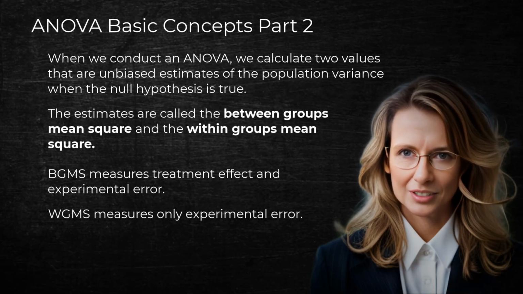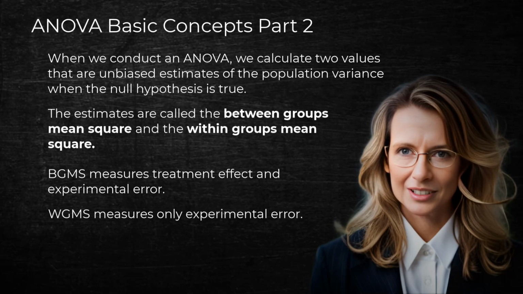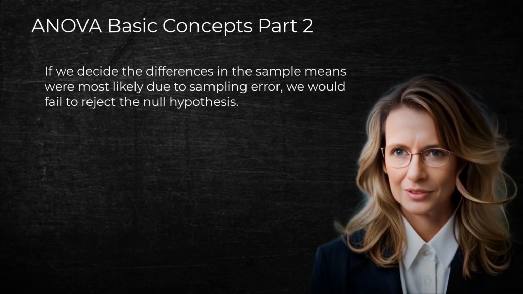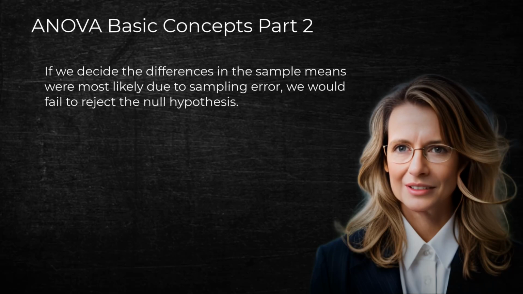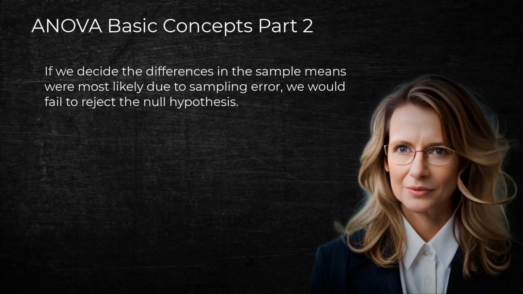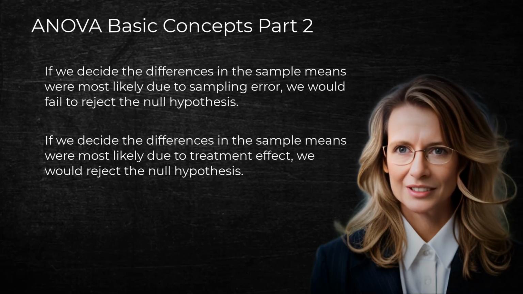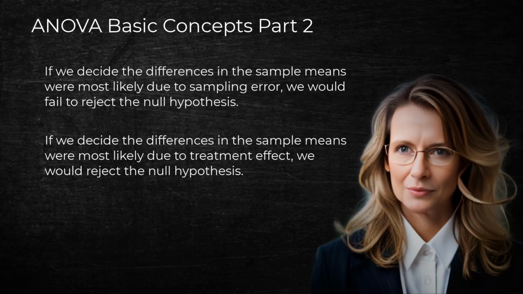We are now going to expand on those concepts to show you how they can be used to make a decision whether or not any differences observed in the sample means should be attributed to the effect of our experimental treatment, or only attributed to random sampling error. If we decide that the differences in the sample means were most likely attributable to sampling error, we would fail to reject the null hypothesis that the means in the population were actually different from each other. On the other hand, if we decide that the differences in the sample means were more likely attributable to our experimental treatment, we would reject the null hypothesis in favor of the alternative hypothesis that at least one of the means was different than the others in the population.